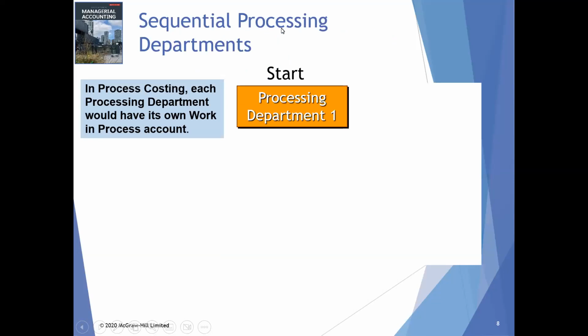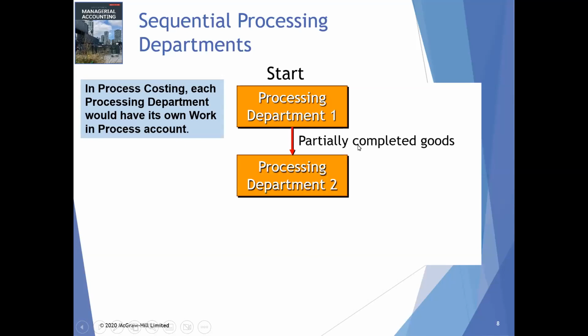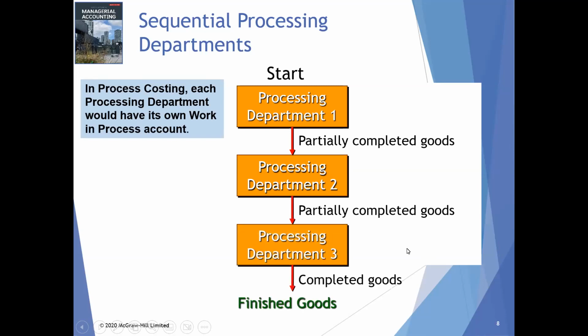So what is the sequential processing department? In process costing, each processing department would have its own work in process account. Okay, so now processing department 1 is here. Partially completed goods are there, and that will be shifted to department 2. Then from department 2 to department 3, right? So this is the department-wise costing system that we calculate. So here, for example, the completed goods. So we have the finished goods.